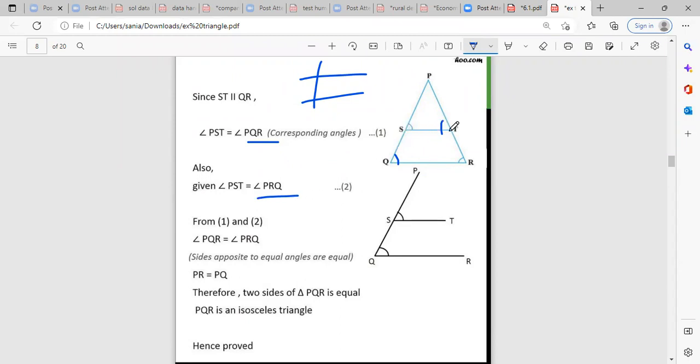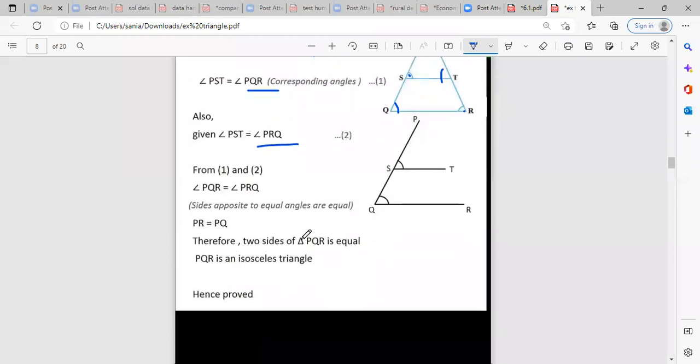So you are getting this one. Instead of taking this one, they took the alternative one, because they are equal now. Instead of writing this, you can write this. So here you got angle PQR equals angle PRQ.